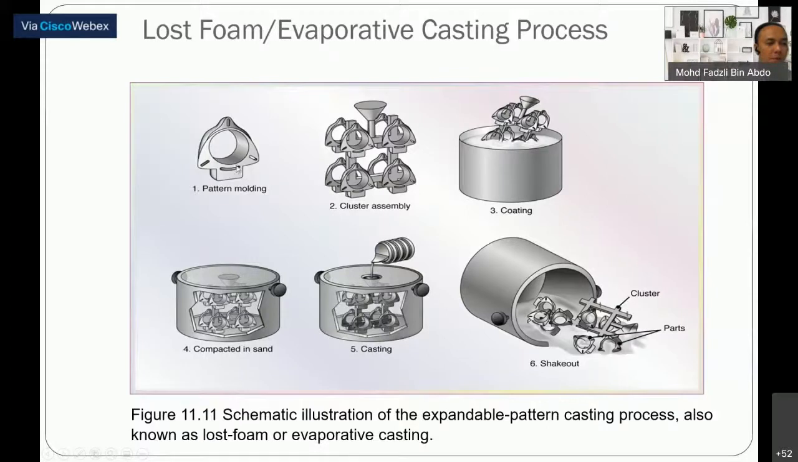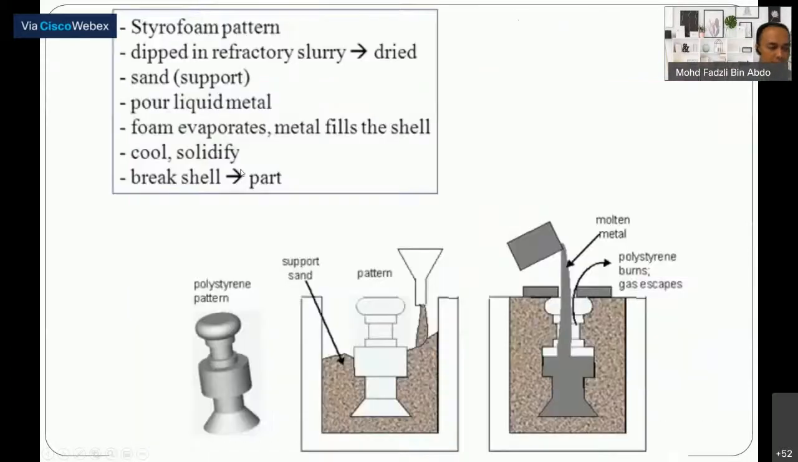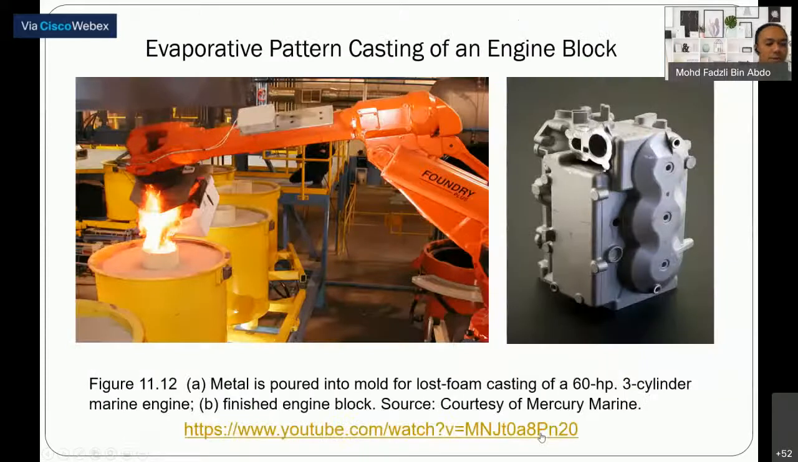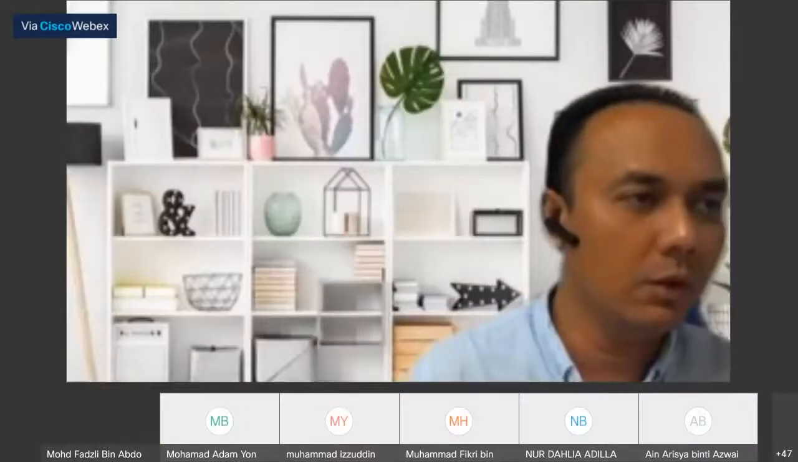Ni contoh dia. This is molten molding. Biasanya untuk lost foam ni kita punya pattern ni diperbuat daripada polystyrene ataupun polimer, sebab molten metal tu kan suhu dia tinggi. Ni contoh dia. Ni dimasukkan dalam ni, coatingkan, compact. Ni semua contoh adalah lost foam casting. Okay, ni pun contoh lost foam casting. Okay, kita tengok video sebelum kita rehat.